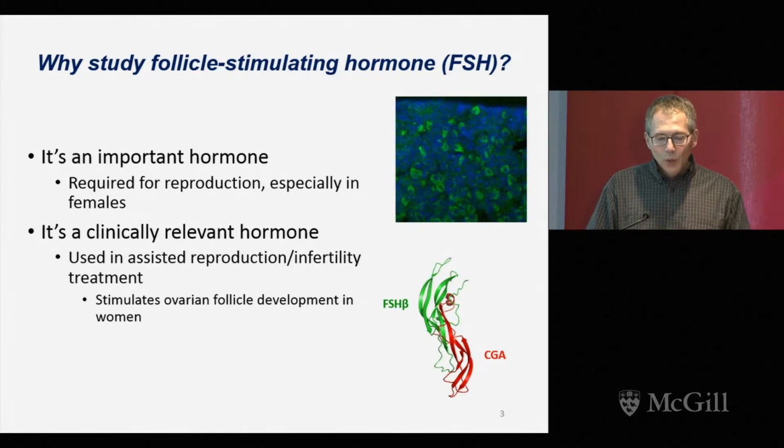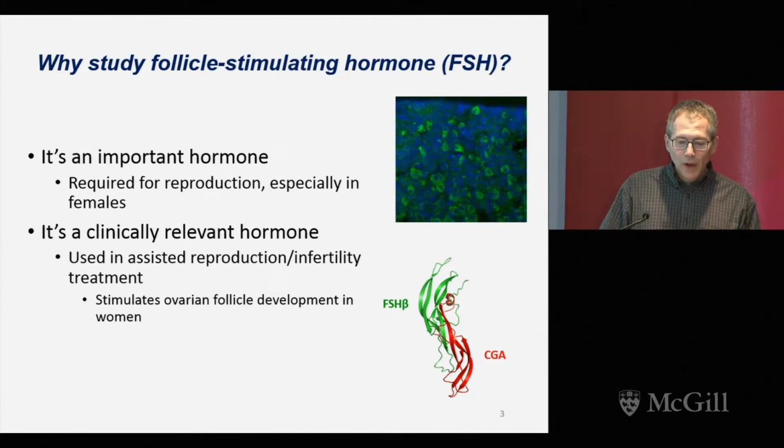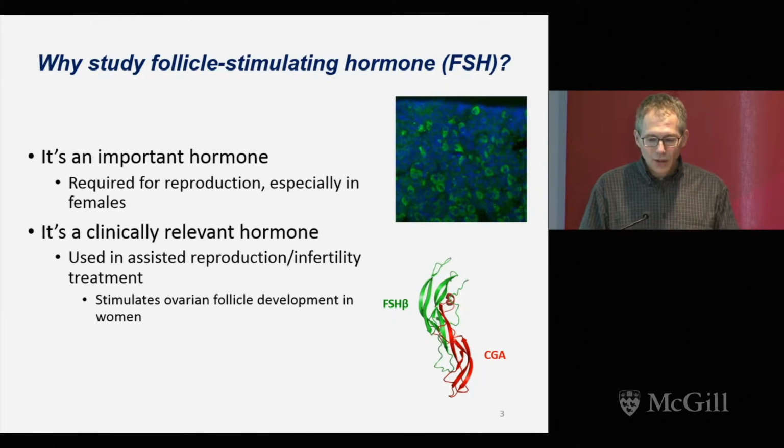So in particular, we're interested in a pituitary hormone called follicle-stimulating hormone, or FSH, and this is just a picture here showing the cells in the pituitary gland called gonadotropes that make FSH. And the reason that we're interested in this hormone is that it's an important hormone. If you don't have it, you're infertile. So this is particularly true in women.